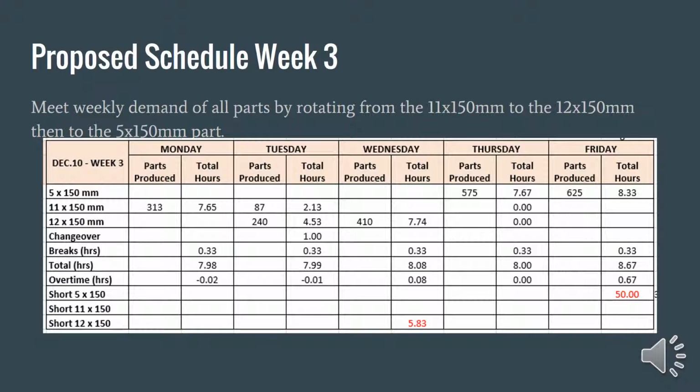Just like in the previous schedule, whatever part we were producing at the end of the day on Friday will be what we start with on the following Monday. Except now we will have a changeover on Tuesday to begin production of the 12 by 150 parts, then another changeover on Wednesday to have production on the 5 by 150 part for the rest of the week. Since we assumed a pattern based on the current demand data, this 3-week cycle would continue on until there's a dramatic change in the demand and a new cycle needed to be designed.